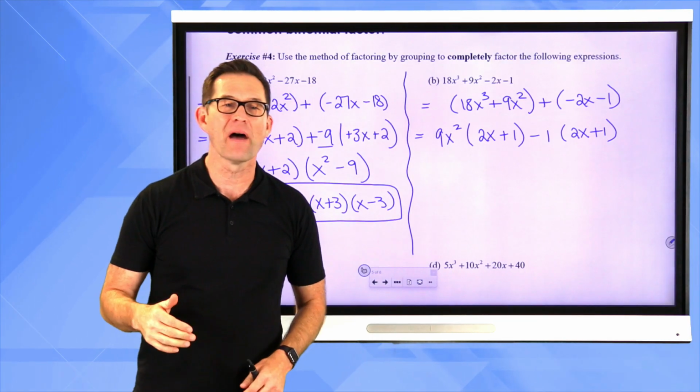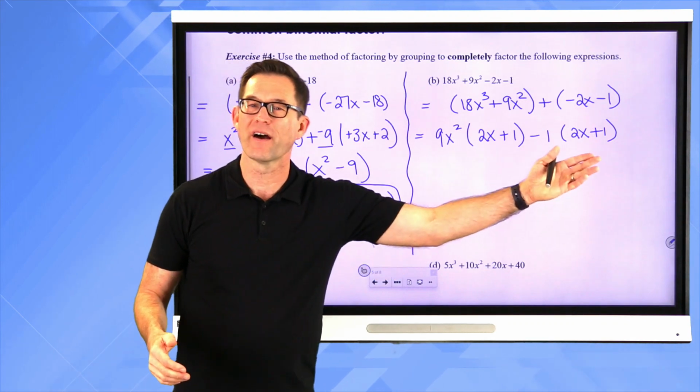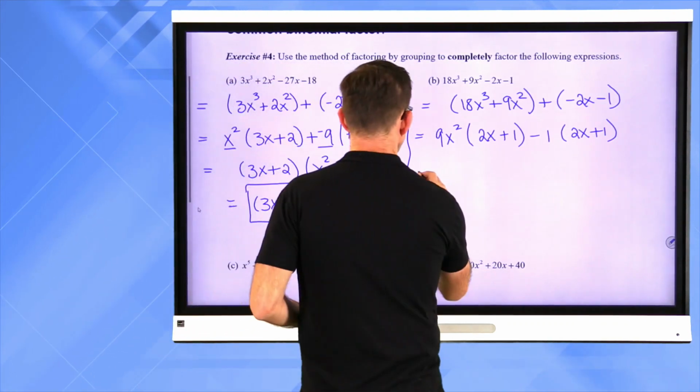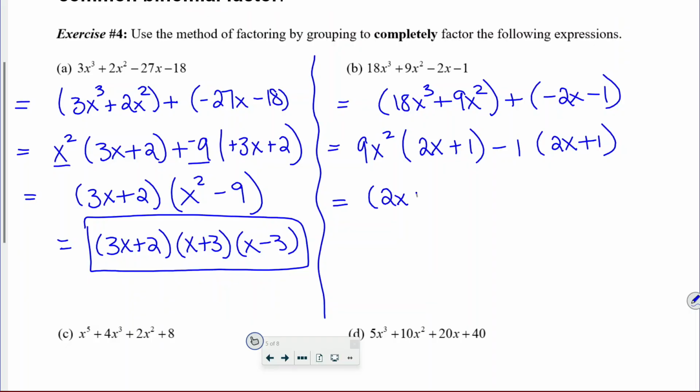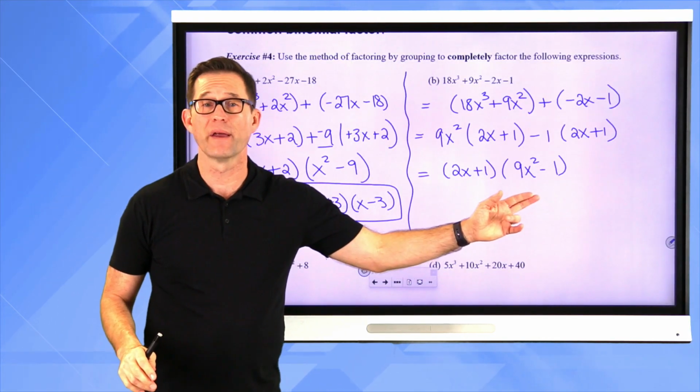Right? Now I'm really back to exercise number 1. I see a 2x plus 1. I see another 2x plus 1. So I factor that out. 2x plus 1, 9x squared minus 1. The question now becomes, can I factor the 9x squared minus 1?